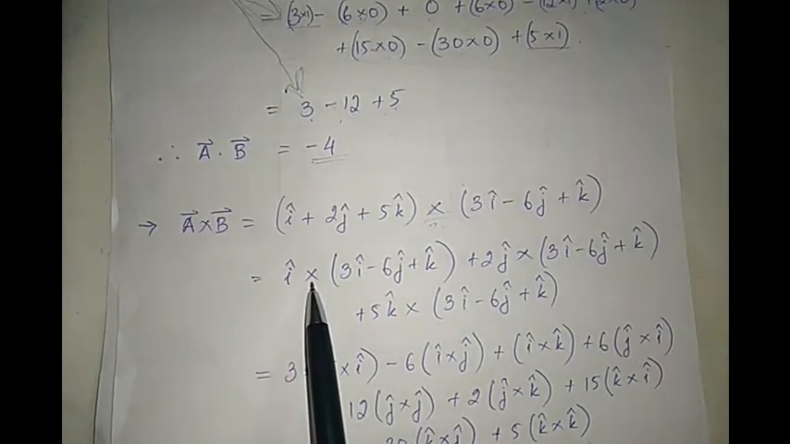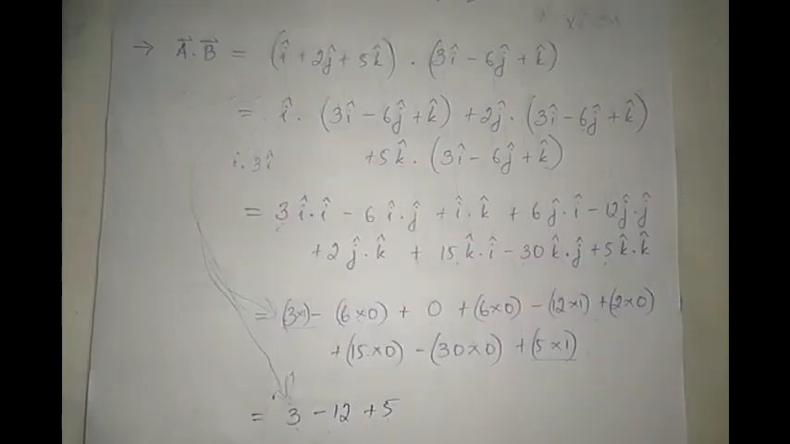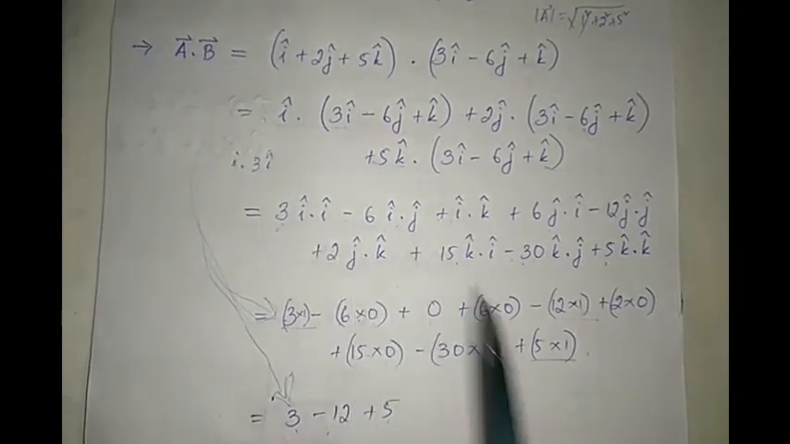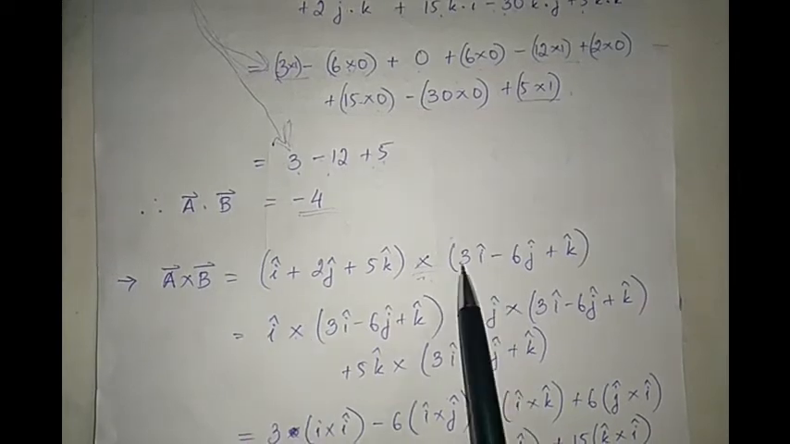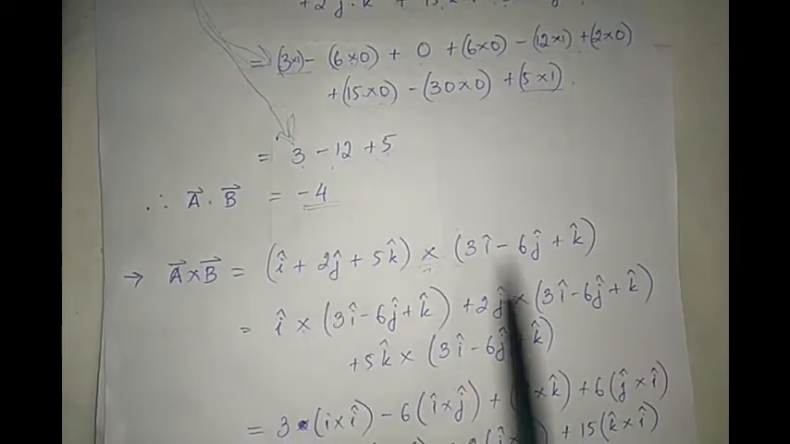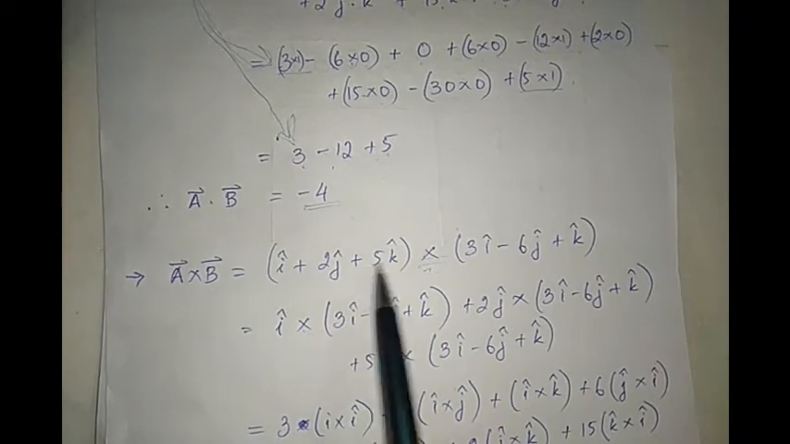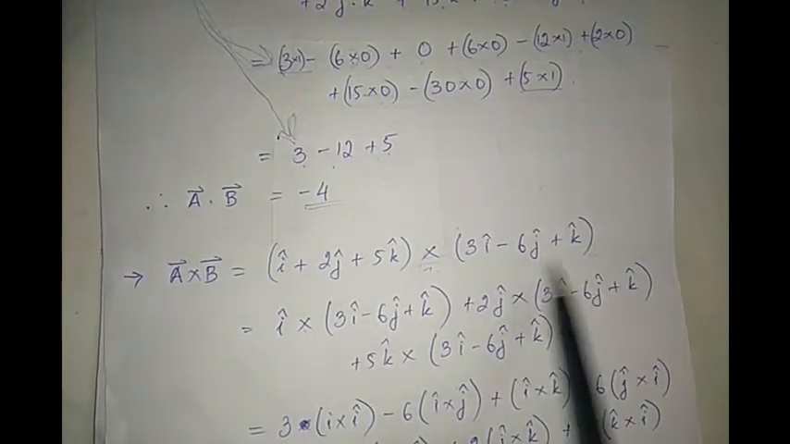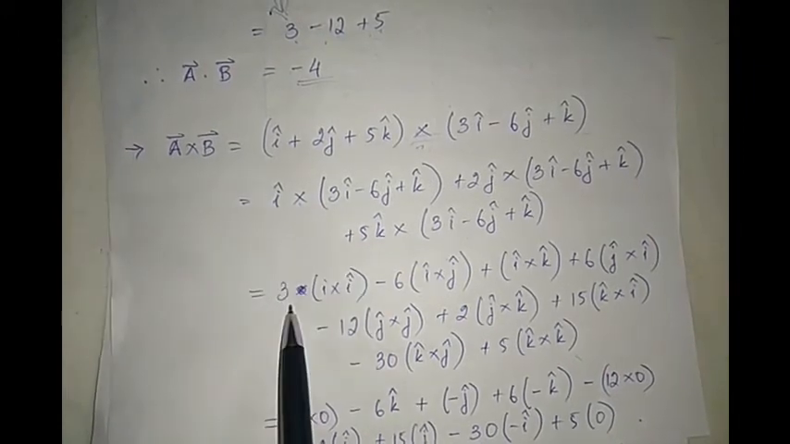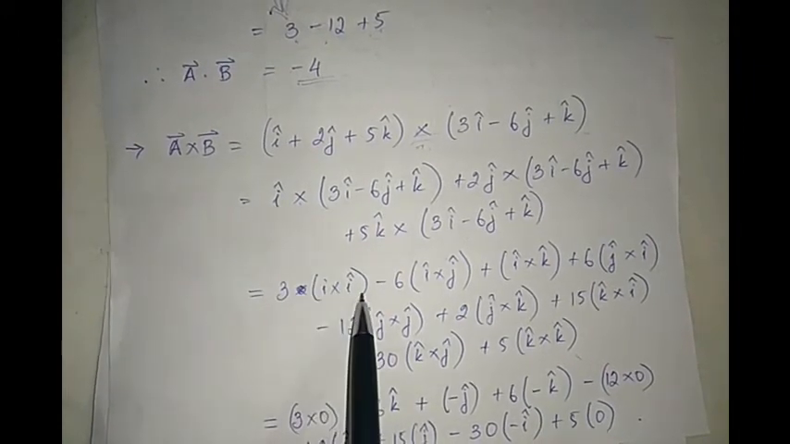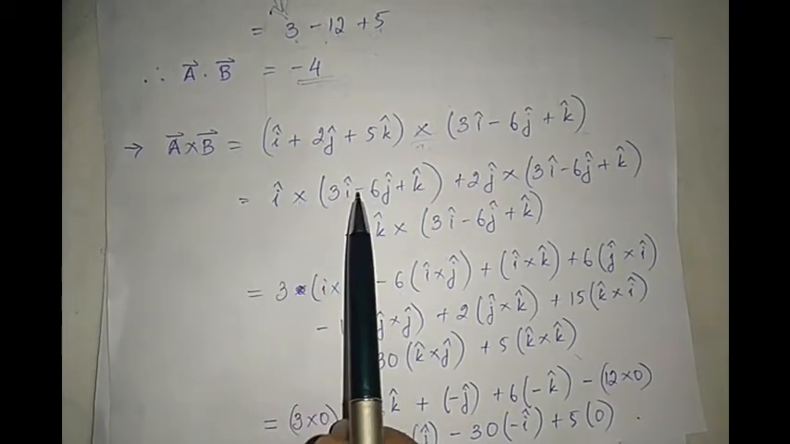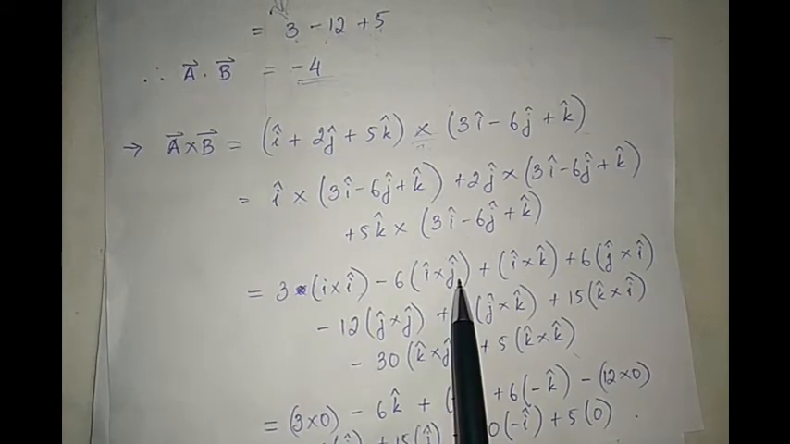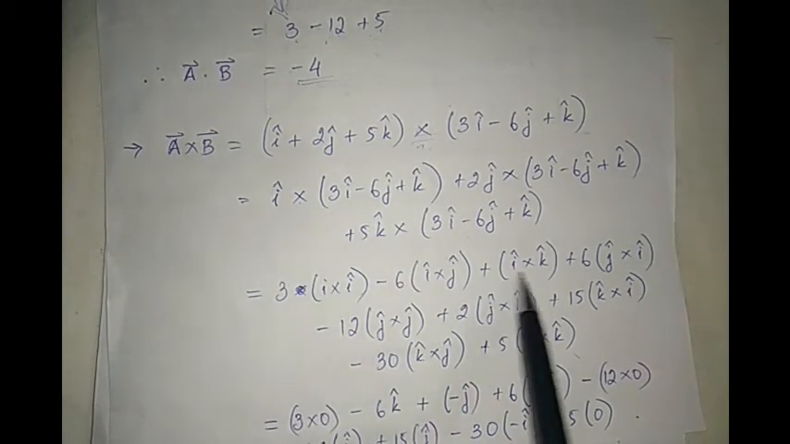Do not forget to write the symbol I'm telling you. Okay, be it a dot or a cross, do not forget to write the symbols. So i cross the whole thing, plus 2j cross the whole thing, plus 5k cross the whole thing. That is vector b. Okay, then after 3 into 1 is 3, then i cross i, we are left with this. Minus 6 into 1 is minus 6, i cross j, okay, plus i cross k.